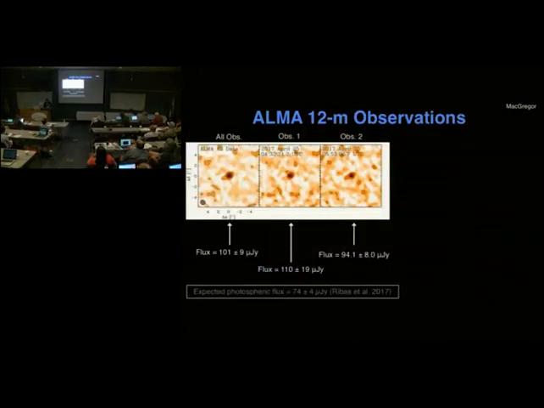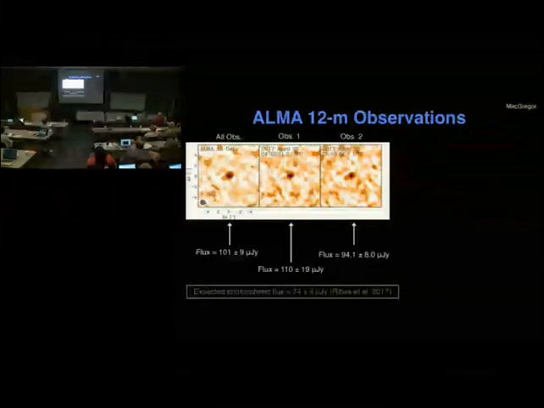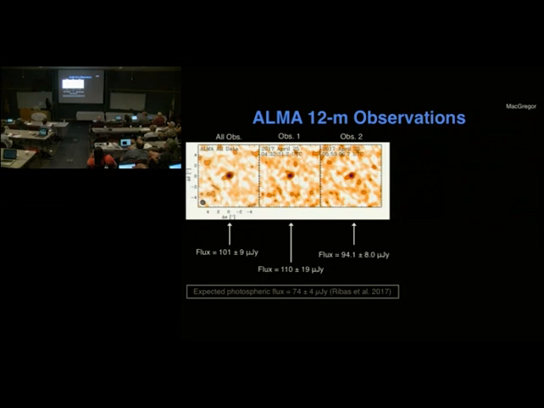Okay, so without further ado, some data. What I'm showing here are 3 images. These are from the 2 observations that were taken with the 12-meter array with ALMA. On the left is all of the data combined together, and then each of the 2 observations separately. The fluxes are at the bottom here, which is the total amount of flux in the image measured in this little point source. So there's some variation, but they're fairly consistent. The expected photospheric flux, if this was just a star behaving like a normal quiet star, is 74 microjansky, so these are a little bit in excess, but not by a huge amount.